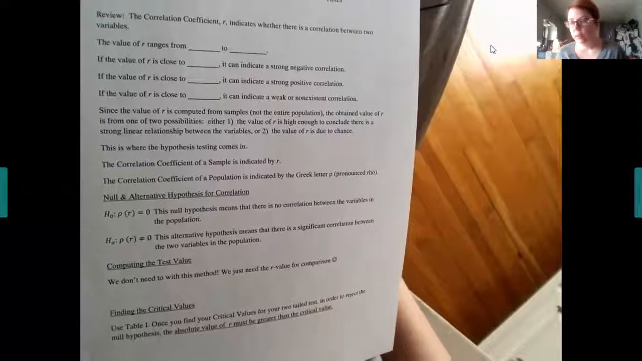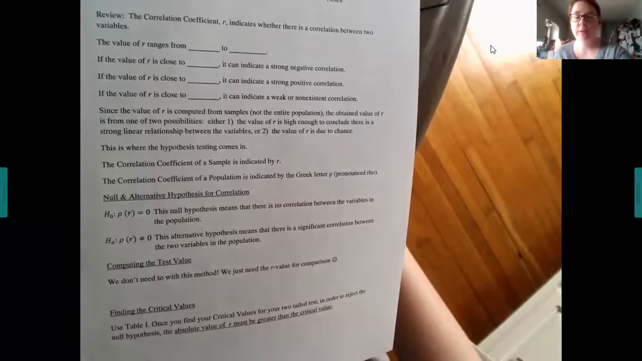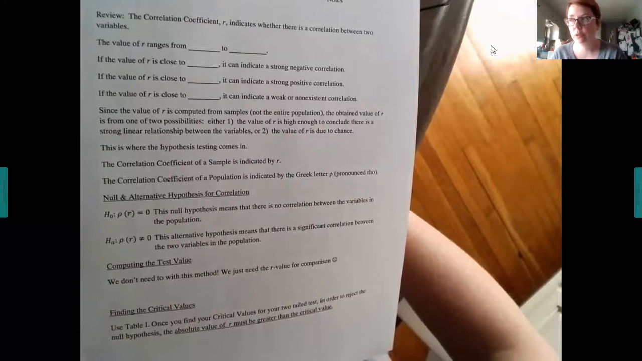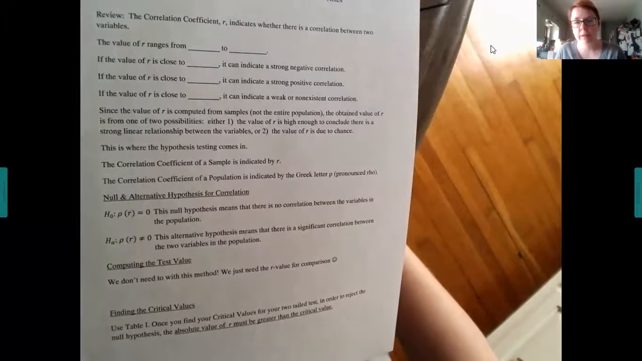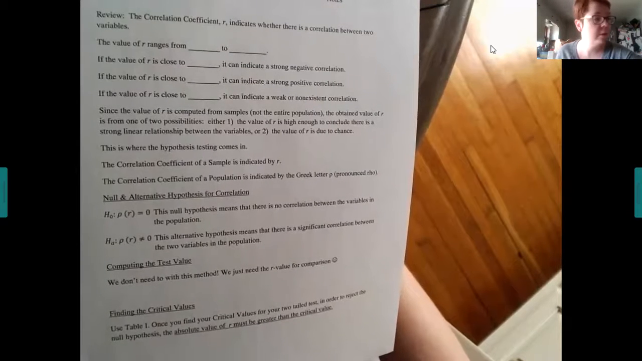Okie dokie. So, I wanted to show you how to do a hypothesis test for R, again, the correlation coefficient. The homework is not as involved as what we would have done in class, but I feel like I should still explain it so you know what I'm talking about. It's actually pretty easy. And again, I'll show you how to do it typically, and then the way the homework asks it, how to make sense of that.